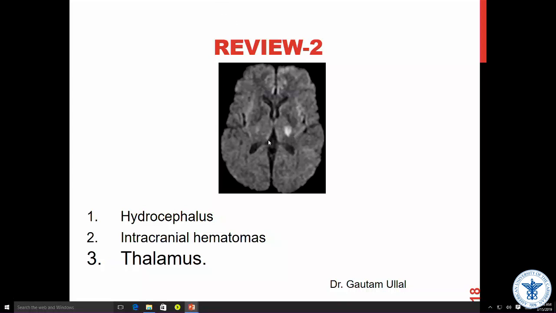How do I know this is anterior, this is posterior? How do you know this is anterior, this is posterior? Look at the ventricles. See? This is the anterior horn. This is the posterior horn of the lateral ventricle. And once you see that, you're going to see the septum pellucidum there.